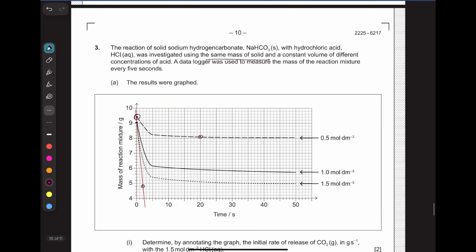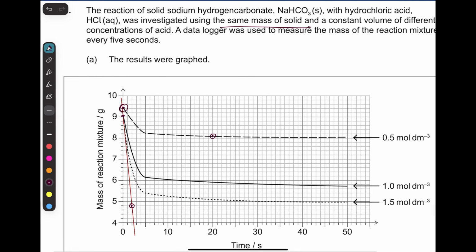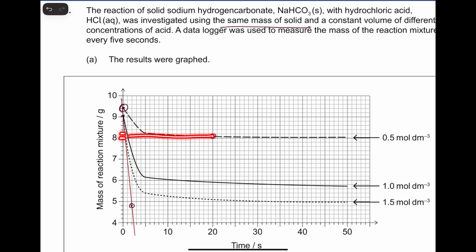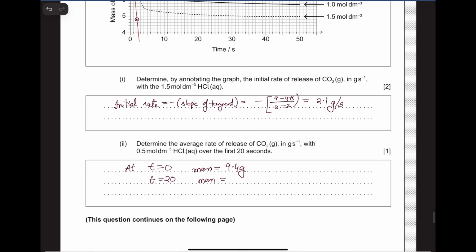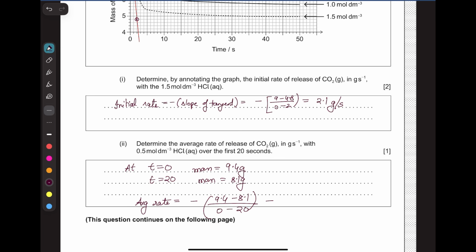If you check here, this point is kind of the midpoint between 8 and 8.2. As it's in the midpoint, I can just take it as 8.1, which is an approximation, not the exact value. So we can take this 8.1 grams. Average rate would be negative of 9.4 minus 8.1 divided by 0 minus 20. If you put it in a calculator, you'll get 0.065 grams per second.